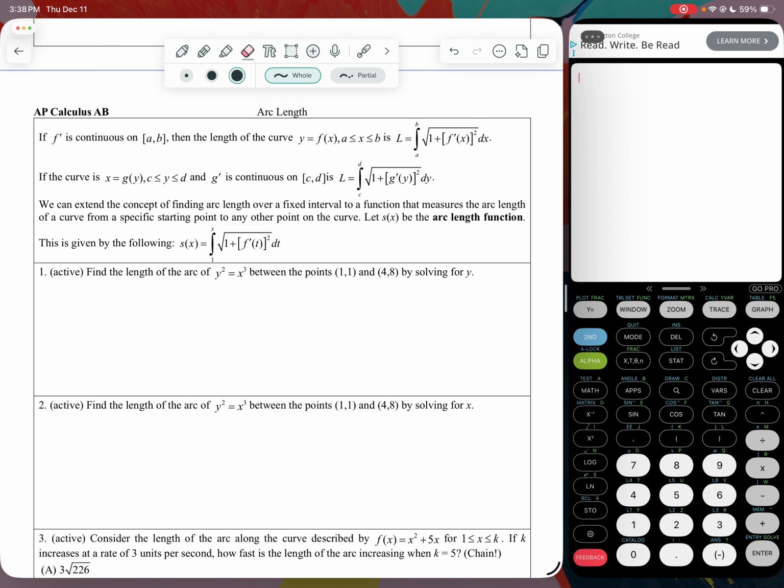The arc length function is given with this, and this is going to be related to, let's say, related rates in terms of whether the length of the arc is increasing or decreasing. And we'll talk about that whenever we do number 3.